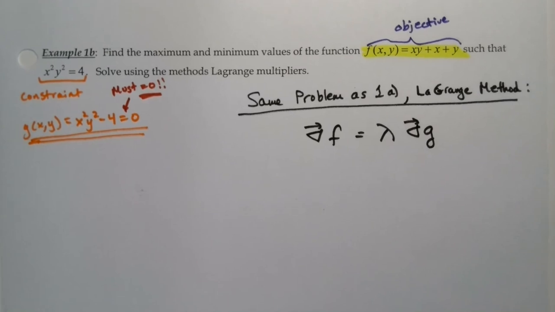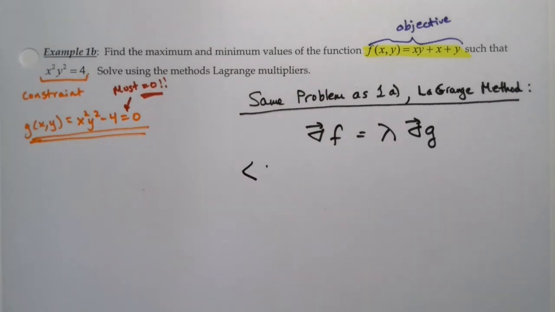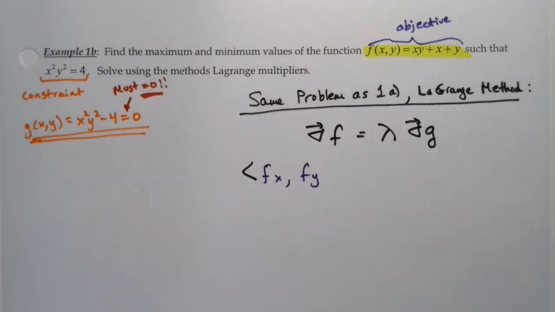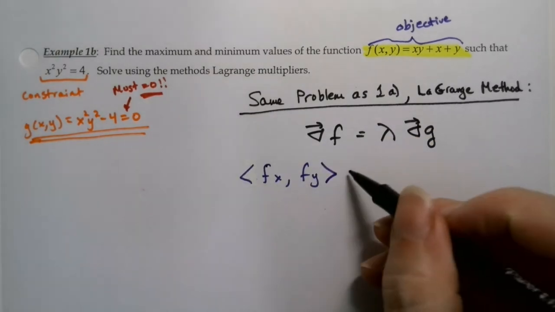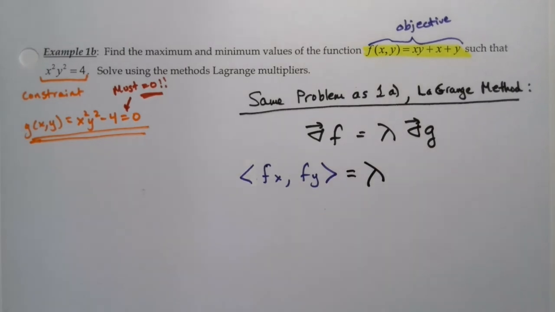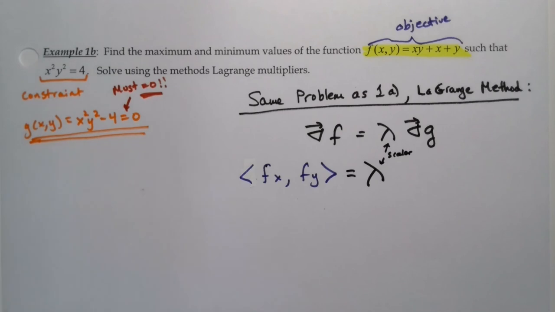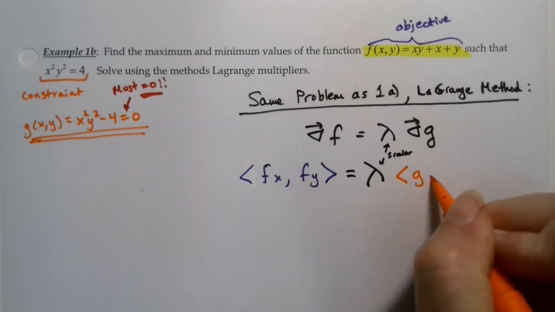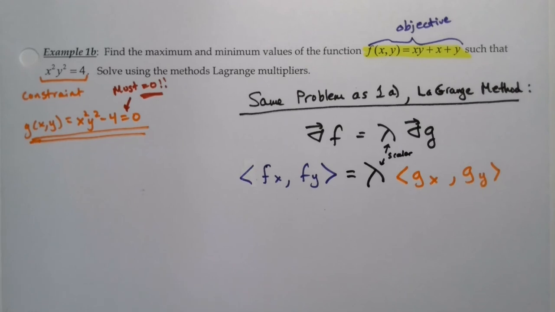Okay, so gradient of f. Gradient of f is f sub x and f sub y. And that's all there is to that. Here, I'll do it in purple because my objective function was purple. And that's equal to lambda, some unknown constant scalar thing. Lambda is just some number, right? Some scalar. Times the gradient of my objective function. Well, or excuse me, my constraint function, which would be g sub x, g sub y. Right? That's the Lagrange method.